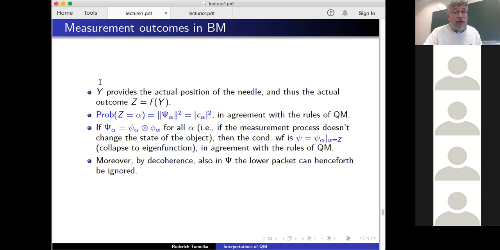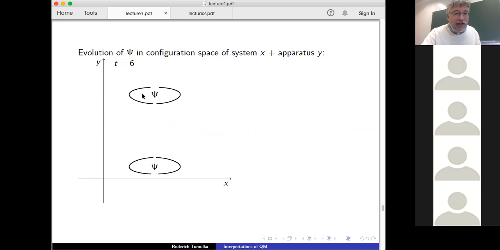Okay, now in Bohmian mechanics, the capital Y, the actual configuration of the apparatus, provides the actual position of the needle and thus the actual outcome. The actual outcome, capital Z, here will be the appropriate function of the configuration of the apparatus. Okay, now the probability that this has the value alpha follows from the equivariance theorem, which says that at every time the configuration is psi squared distributed. The probability for this outcome is: you have to take this part of the wave function, this packet here, and integrate psi squared over this region.